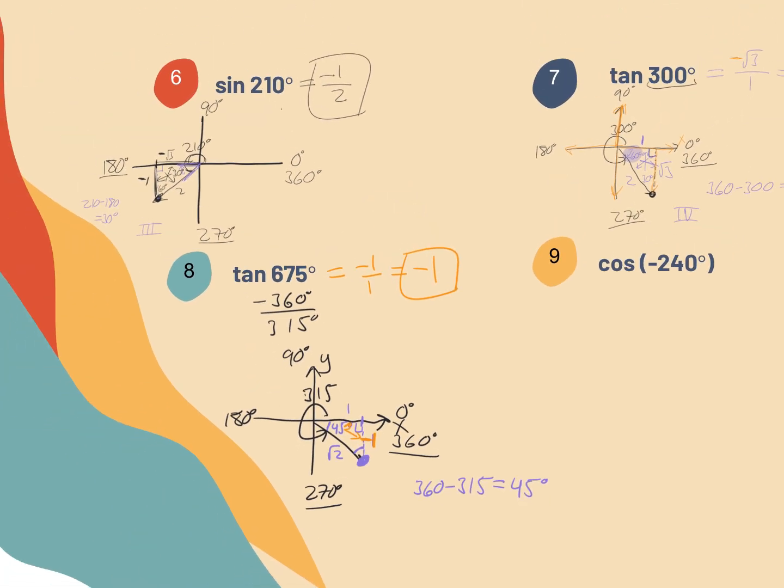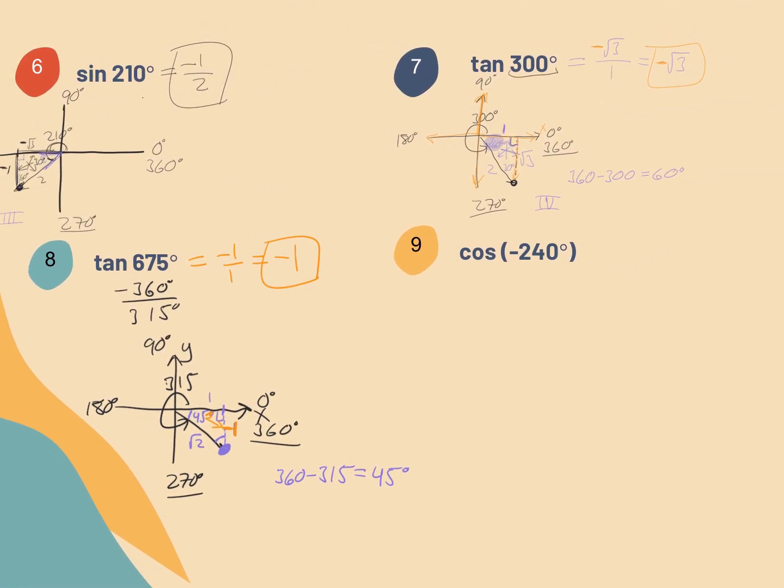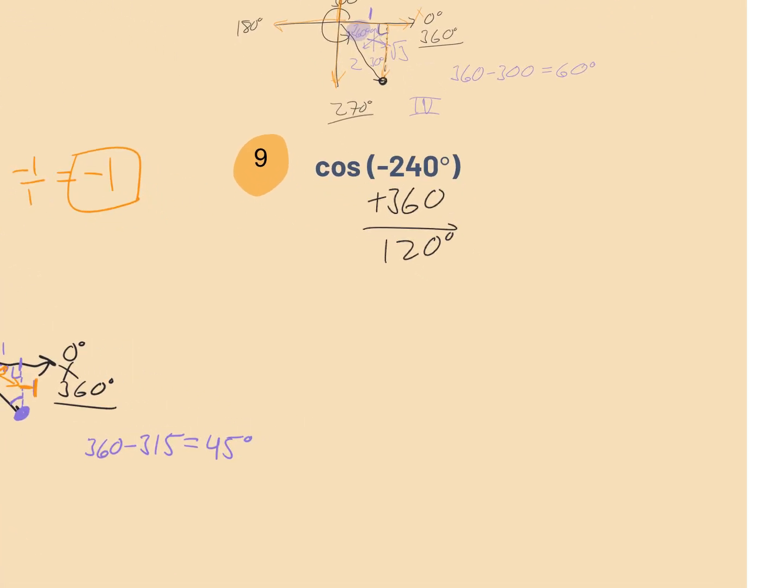Same exact thing with number 9. I have cosine of negative 240. Again, that doesn't really fit in our 0 to 360 range, so what I'm going to do is add 360 and find a coterminal angle. If you add 360, this is going to get you 120 degrees, and that's a little bit easier to draw.